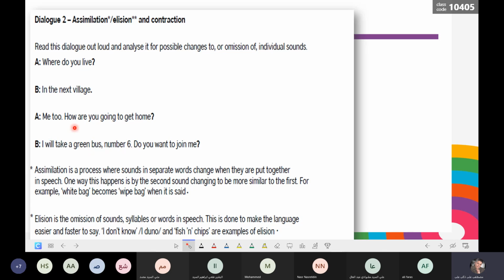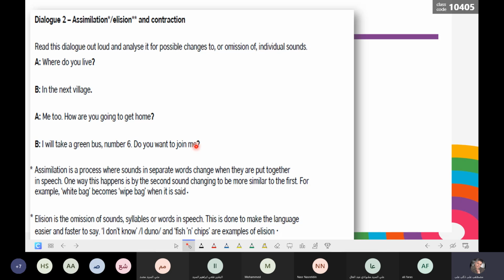Okay, but we need to emphasize the word green. The N sound and the B sound here are very similar, so it changes to an M sound. So we say green bus, green bus. Yes, and this is assimilation. And also we have the weak forms, the unstressed words.